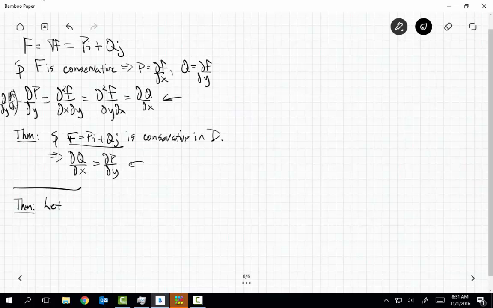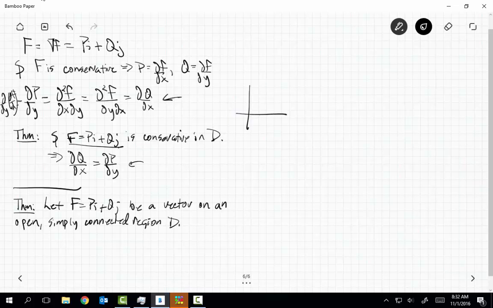It says, let F equal Pi plus Qj be a vector field. Notice I'm not assuming that it's conservative, otherwise I'm done. On an open, we know what an open domain is, but suffice it to say that simply connected means simply connected region D.